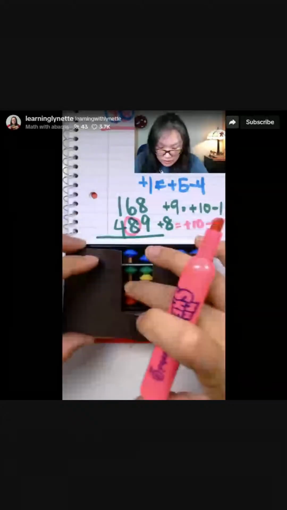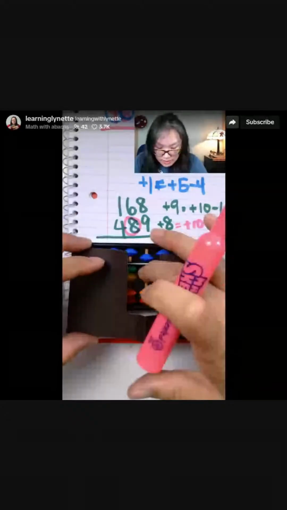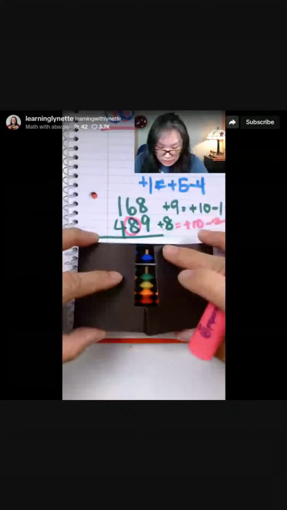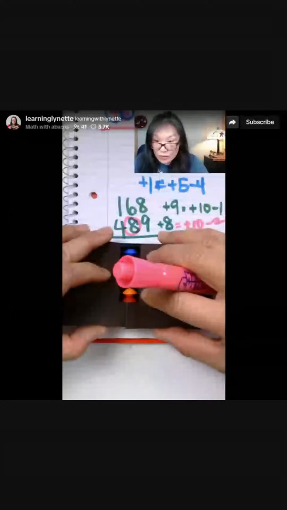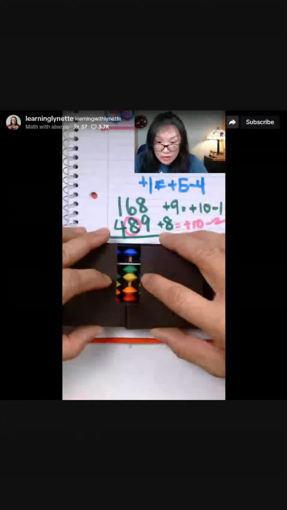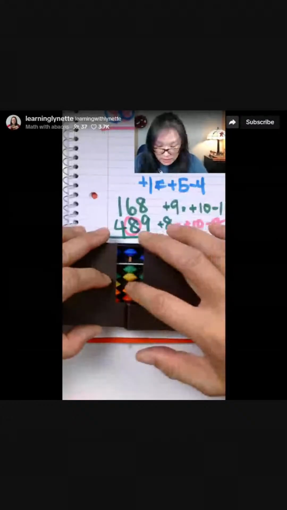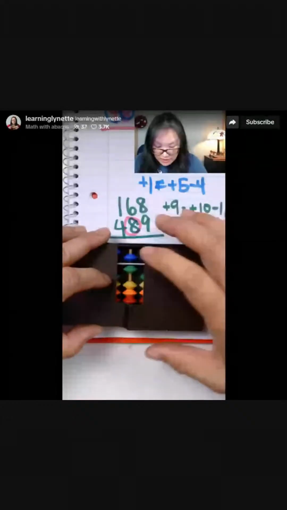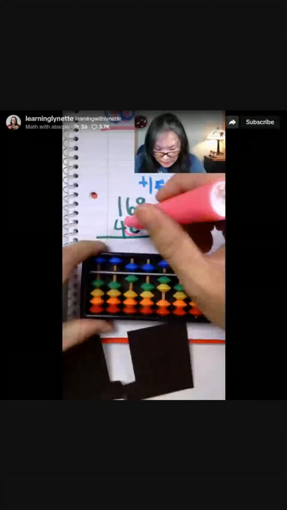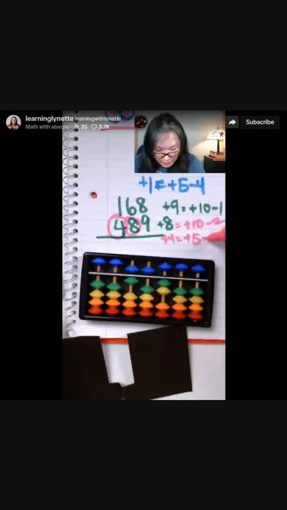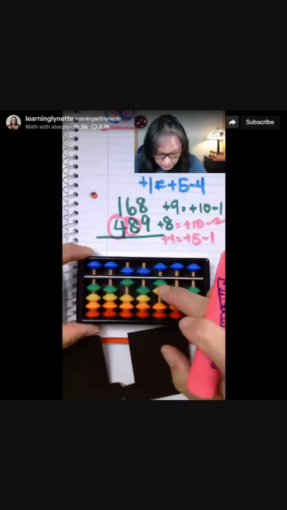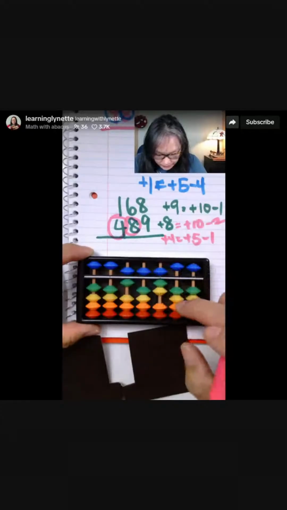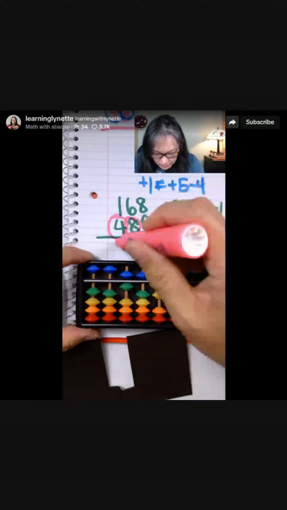Okay? We want to add the 4. Add the 4 is what? Plus the 4 is plus the 5 minus the 1. Right? Now we're here. Plus the 4 is equal to plus the 5 minus 1. So my final answer is 657. Let's do it the other way.